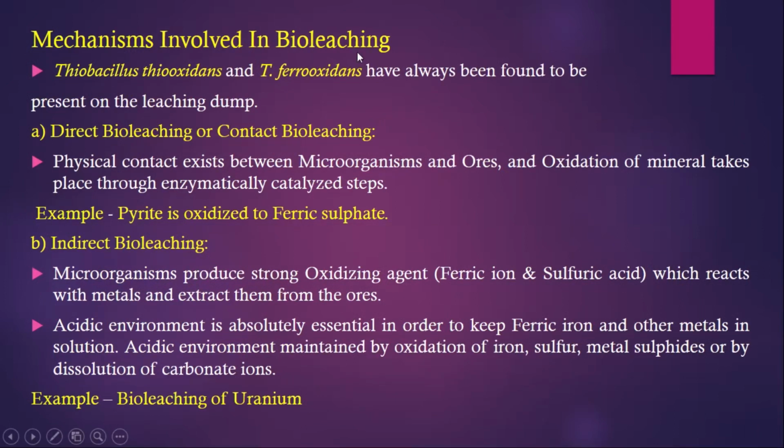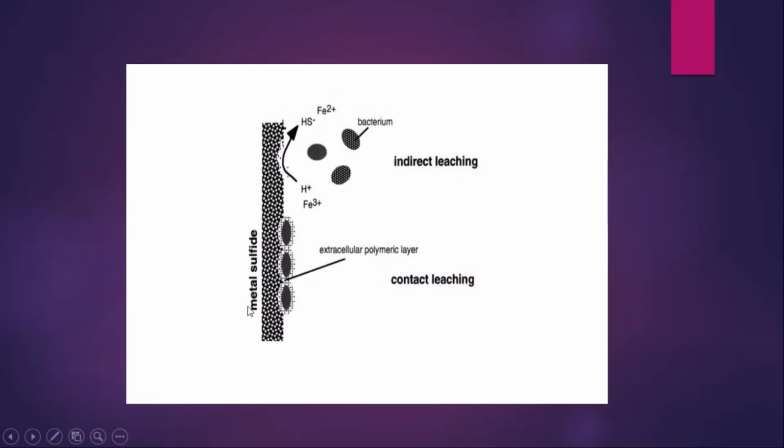Mechanisms involved in bioleaching process: Thiobacillus thiooxidans and Thiobacillus ferrooxidans are the commonly used bacteria in the bioleaching process. These bacteria are found naturally in the leaching dump. There are two mechanisms involved in this process: direct bioleaching and indirect bioleaching. Direct bioleaching is also known as contact bioleaching. In this direct bioleaching process, there is a physical contact between the minerals and the bacteria. Oxidation of minerals takes place through enzymatic catalyzed reactions.